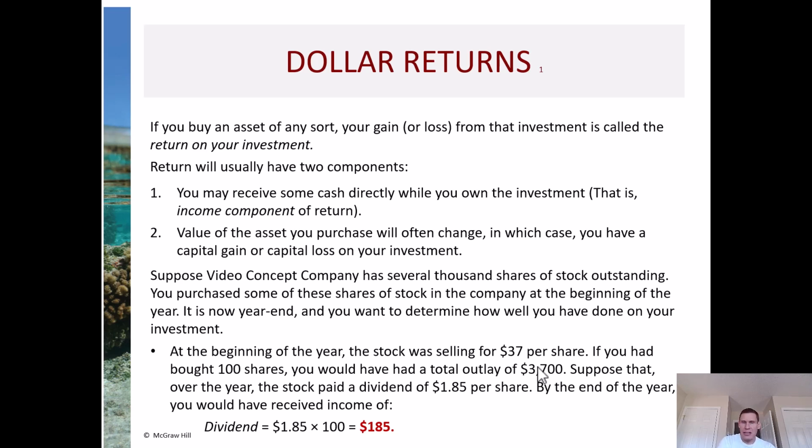So if you buy an asset of any sort, your gain or loss from that investment is called, you probably heard the term ROI, right? Return on investment. There's really two components of ROI. Okay, so you may receive some cash directly while you're in the investment. So that's called the income component. So that could be like dividends on stock, interest payments, coupon payments on bonds.